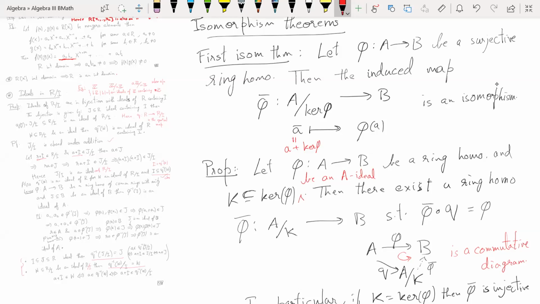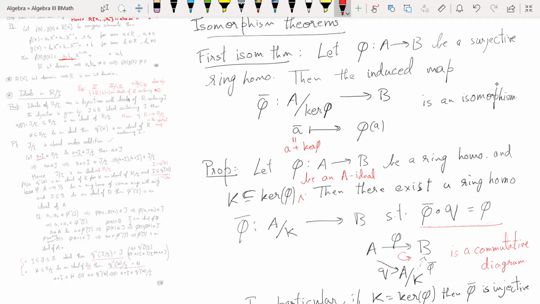Even this is called a commutative diagram. What precisely it means is that you first apply Q and then apply phi bar, and it's the same as phi. So the content of the theorem is that you can find a ring homomorphism phi bar such that this happens. That is the statement of this proposition. Is the statement clear? Since it's an important statement, I'll take a pause.